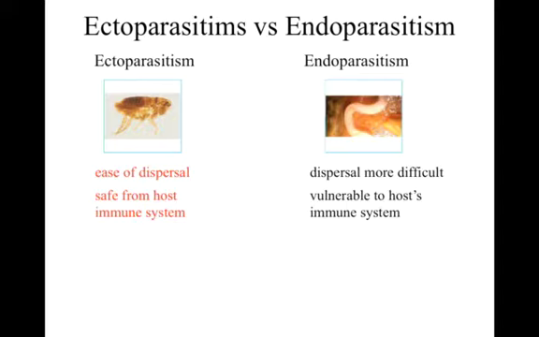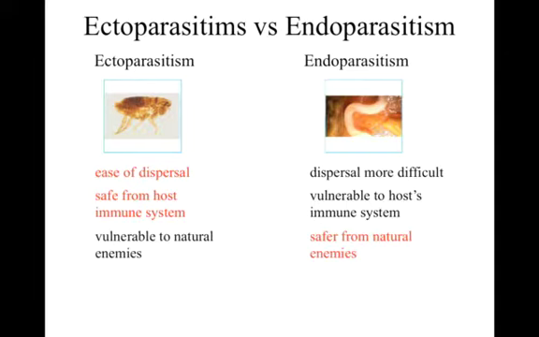Endoparasites, because they're actually inside the host body and frequently inside host cells, are very vulnerable to the host immune system. The host immune system is constantly patrolling the tissues and the gut and the inner parts of the body of the host, or the inner parts of the body of the plant, and so it's much more difficult for endoparasites because they have to deal with this line of defense.